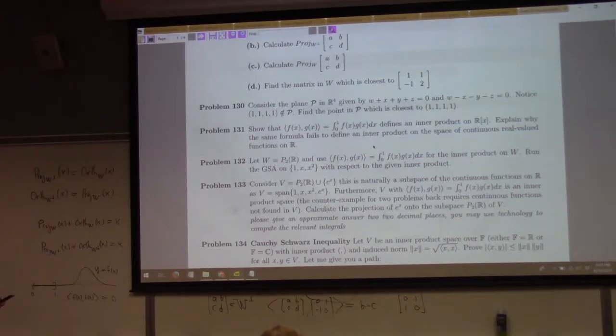All right, so I pretty much told you the answer for problem 131, why that fails to define an inner product. The reason it fails to define an inner product for continuous real-valued functions is because you lose that. The inner product of a vector with itself being 0 does not imply that the vector is 0. In this case, that vector is the bump function. So that's all right.